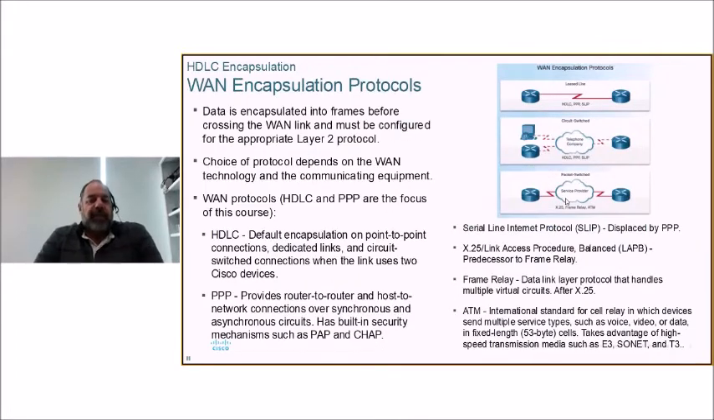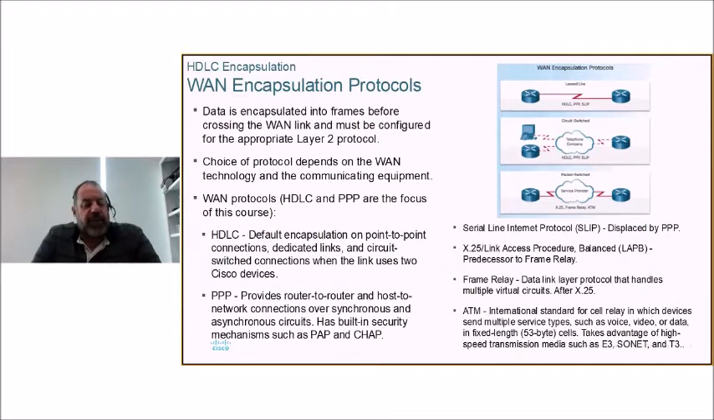So WAN encapsulation protocols: data is encapsulated into frames before crossing the WAN link and must be configured for the appropriate layer 2 protocol. So the choice of protocol depends on the WAN technology and the communicating equipment. WAN protocols, HDLC and PPP are the focus of this course. And so HDLC, as I said, is high-level data link control.